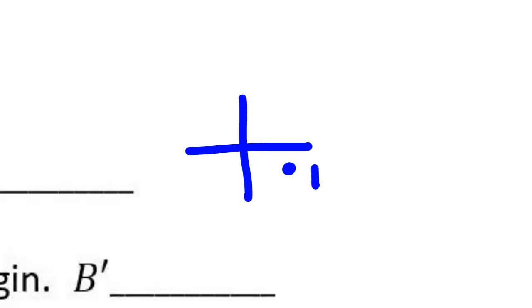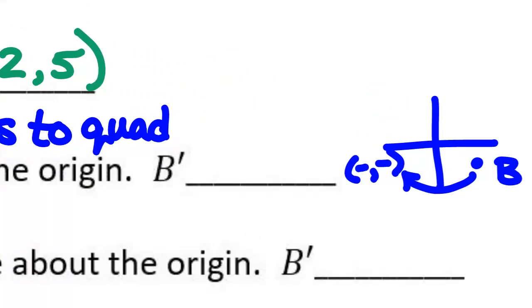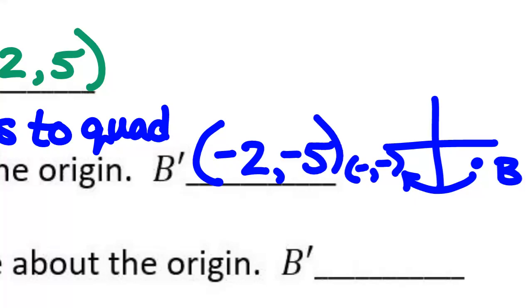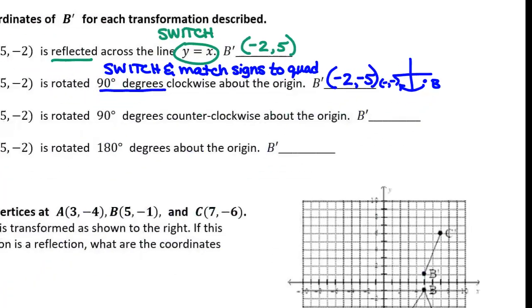All right, so I'm going to draw a quick little sketch. Our point B is at (5, -2), so B is somewhere down here in the 4th quadrant. We're going to go 90 degrees clockwise, so that's going to move me into this quadrant over here. That is my 3rd quadrant, a negative, negative quadrant. The x's are negative over there, and the y's are negative over there. So I'm going to switch the 5 and the -2 around, and they both need to be negative because they're going to land in that 3rd quadrant.